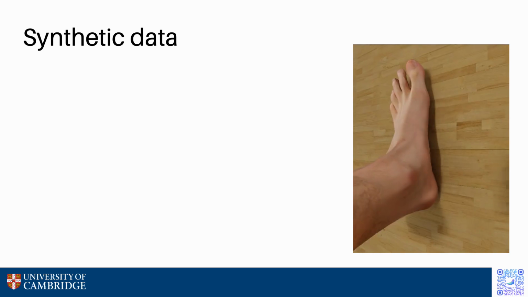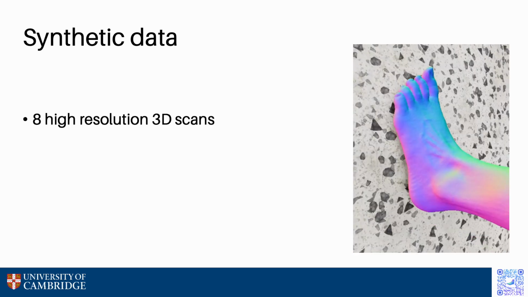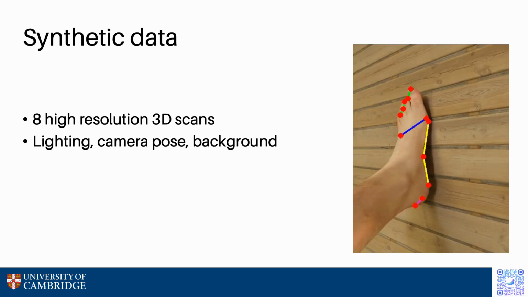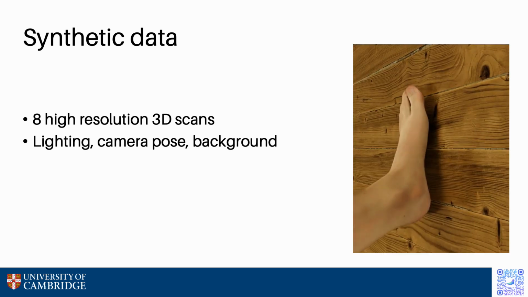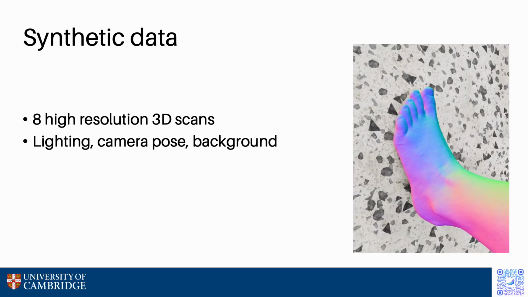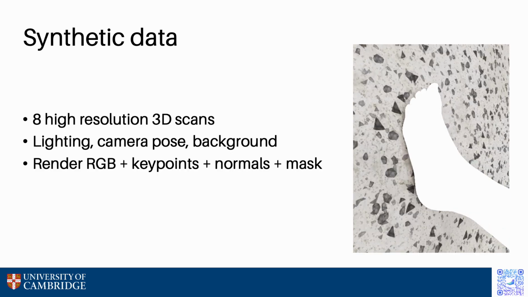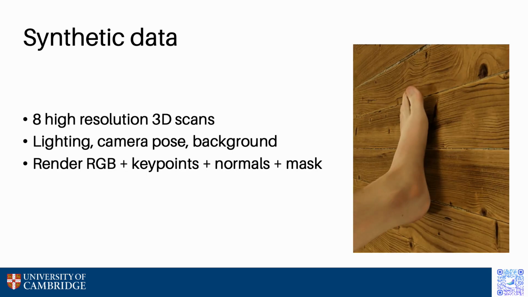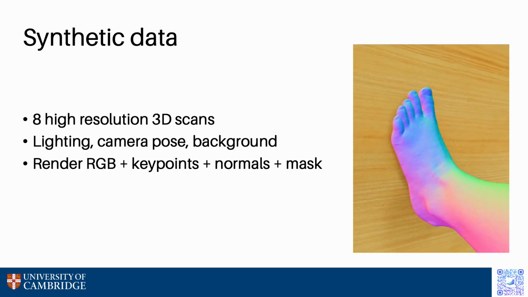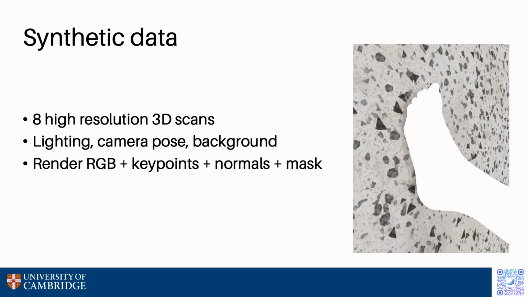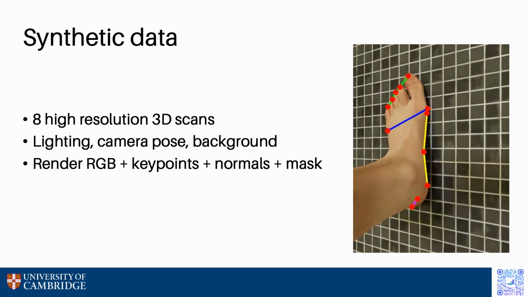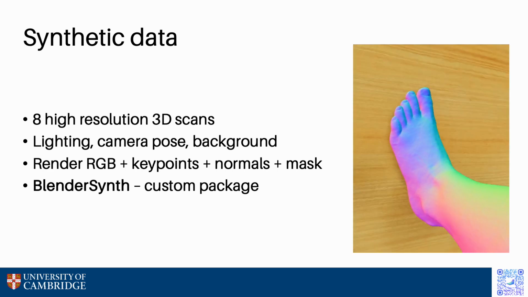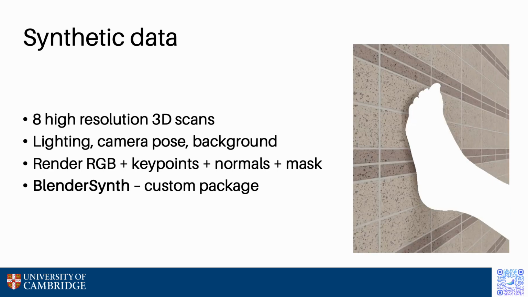We build our synthetic dataset from 8 high-resolution 3D foot scans. We vary environment lighting, camera pose, and background to capture the distribution of images seen in real-world foot scanning processes. We render RGB, keypoints, surface normals, and segmentation masks. This dataset is crucial to our method. Capturing accurate surface normals for in-the-wild images is difficult, and so this method allows us to generate realistic surface normal labels at scale. We render with Blender using our custom Python library available now on GitHub.